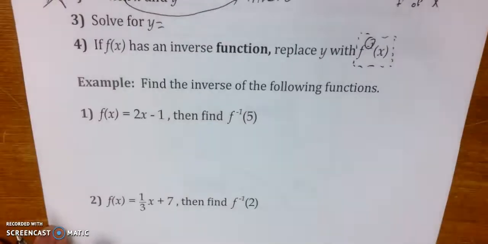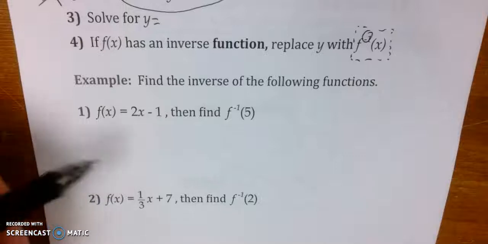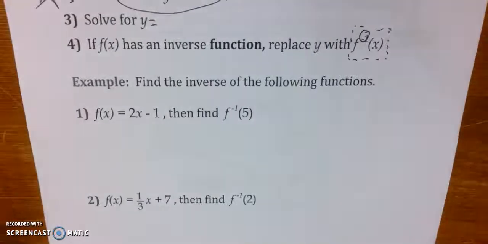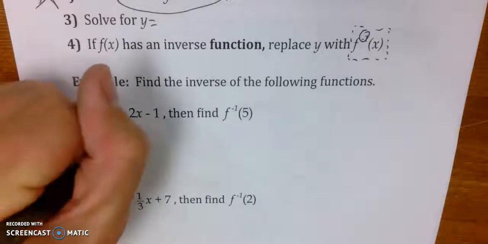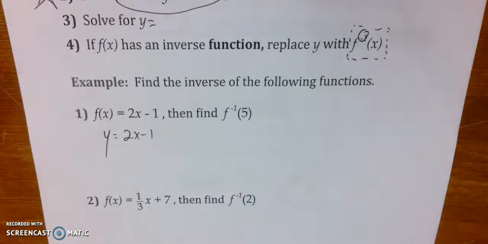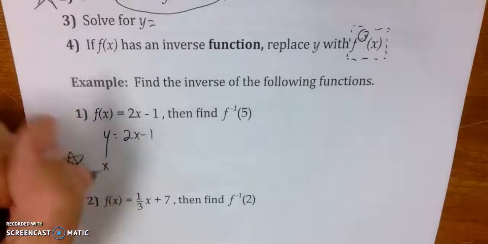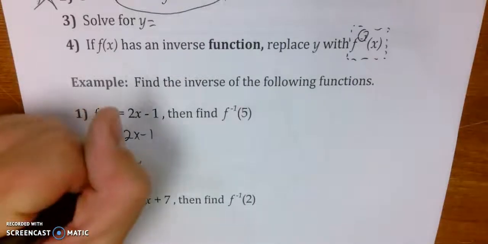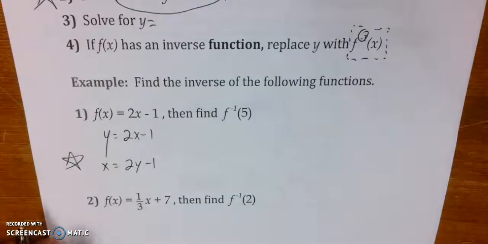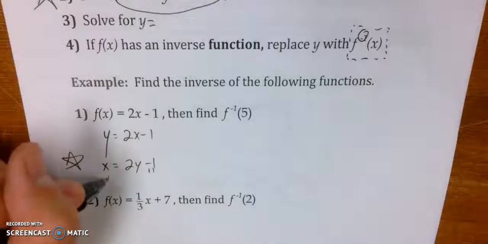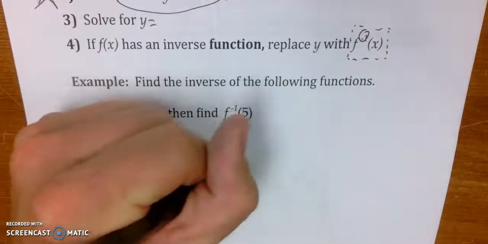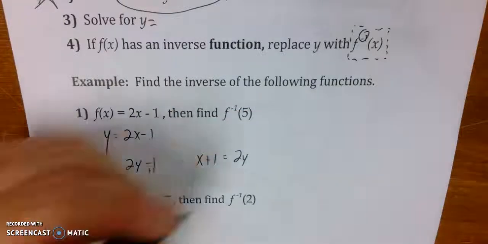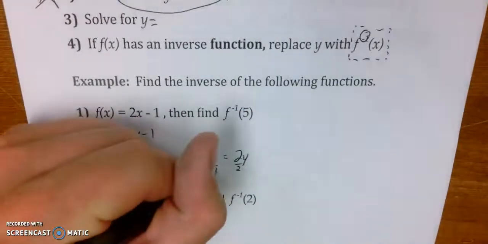Here I want to find the inverse of the function and then find the inverse function value evaluated at 5. I'm going to consider this to be y equals 2x minus 1. For the inversion step, I'm just going to flip-flop x and y. So x equals 2y minus 1. Nothing crazy. Now I need to solve for y. To do that, I need to add 1 to the other side, so I'll have x plus 1 equals 2y. I need y by itself, so I'm going to divide out the 2 from everything.